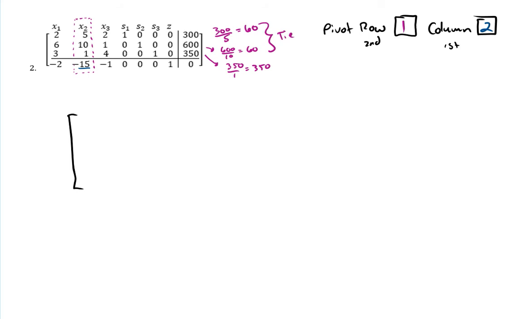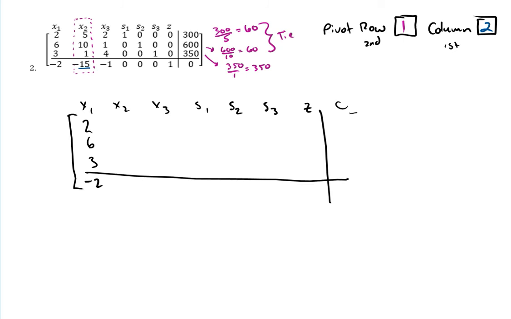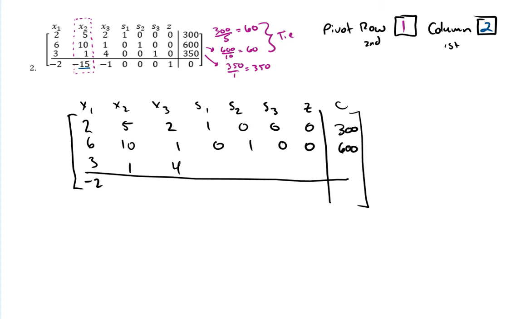Now we will need to do the pivoting. Let's set everything up. I'm just copying it, and I wrote that column first to make sure I would have enough space. Remember that's our constant, though they usually don't label it in these problems. So I've got 2, 5, 2, 1, 0, 0, 0, and then 300. Then 6, 10, 1, 0, 1, 0, 0, 600. Then 3, 1, 4, 0, 0, 1, 0, 350. And then negative 2, negative 15, negative 1, 0, 0, 0, 1, 0.